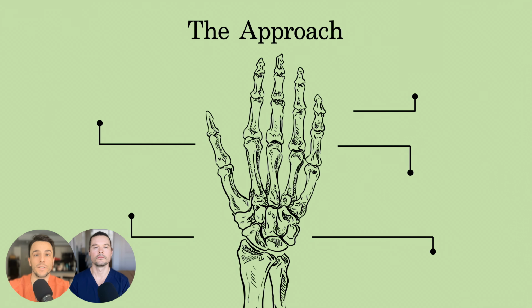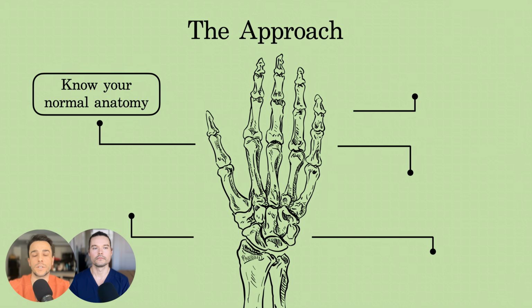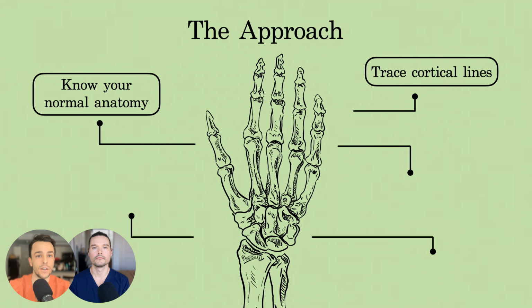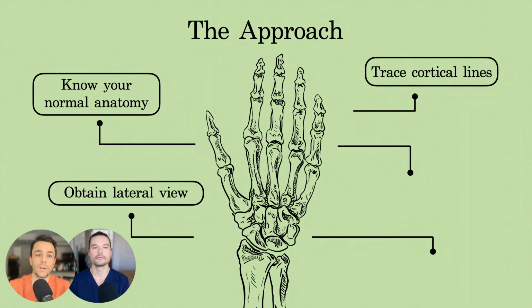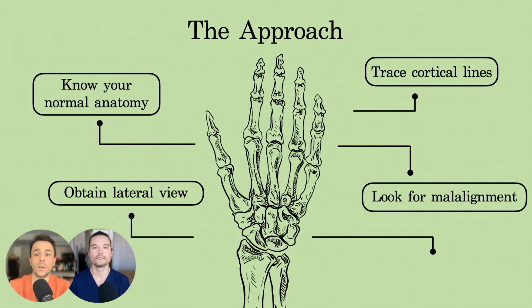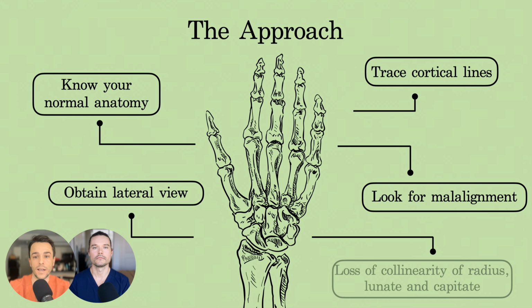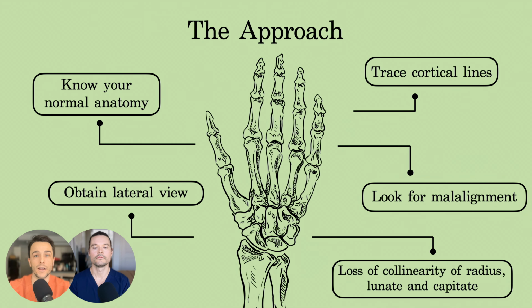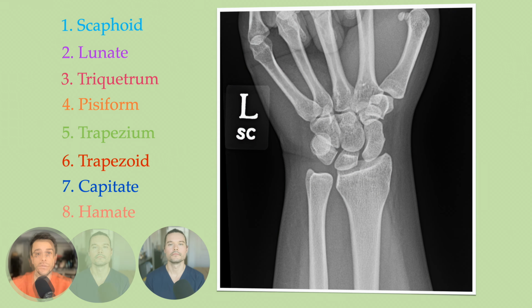So, as in every other x-ray or imaging modality, we always have our approach. And the first thing is knowing your anatomy, knowing your normal anatomy is so important. And that's why we really emphasize this on every video. We're going to be tracing our cortical lines. We're going to obtain a lateral view, which we'll talk about in a second of why that's so important. We're going to look for malalignment. Again, dislocations or fractures, you're going to have some malalignment. And then our loss of collinearity of the radius, lunate, and capitate. And collinearity just means they're not lining up correctly on that lateral view.